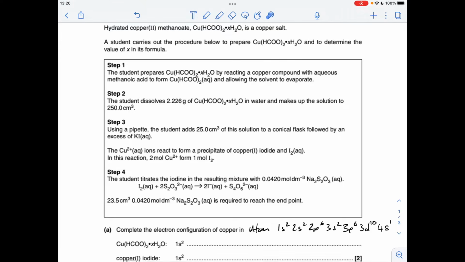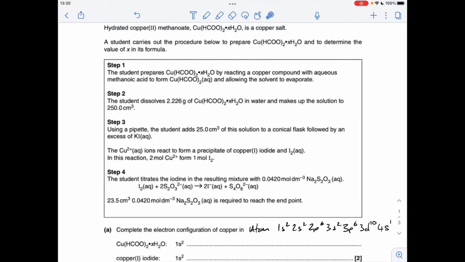Okay, so we'll make a start. We've got to complete the electron configuration for the copper species in these two compounds. For the first one, we're told that it's hydrated copper(II) methanoate, so we've got Cu2+ in here. You'll notice I've already written up the electron configuration for the copper atom, so we'll just refer to this to explain the electron configurations.